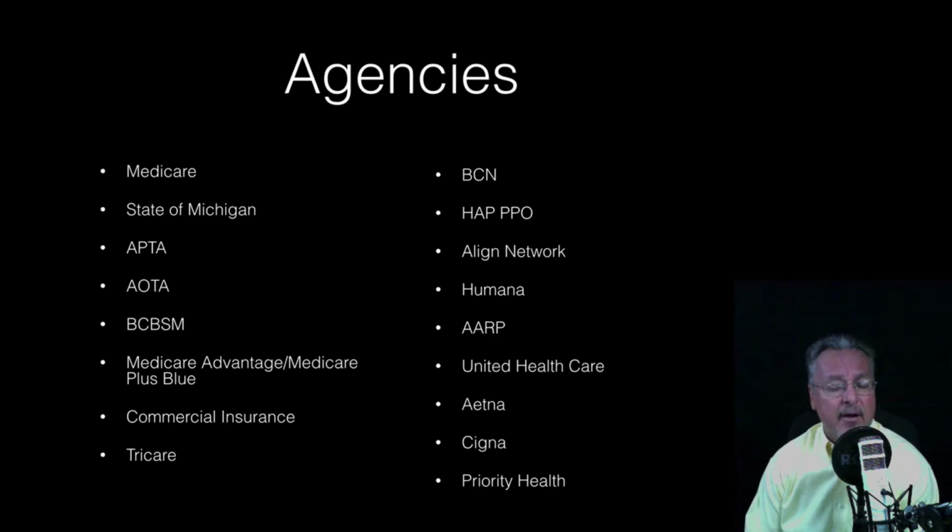That certainly was Medicare, the state of Michigan itself, the American Physical Therapy Association, the American Occupational Therapy Association, Blue Cross Blue Shield of Michigan, a variety of Medicare Advantage plans, and for Blue Cross, Medicare Advantage is Medicare Plus Blue in Michigan. Commercial insurances, TRICARE, Blue Care Network, which is an HMO, HAP PPO, the Align Network, Humana, AARP, United Healthcare, Aetna, Cigna, and Priority Health. These are entities that affect us from a regulatory standpoint and also the larger payers that we dealt with, or the payers that we dealt with more frequently.